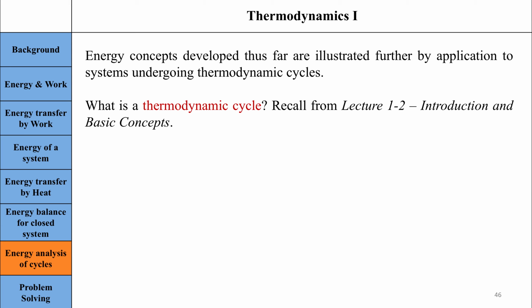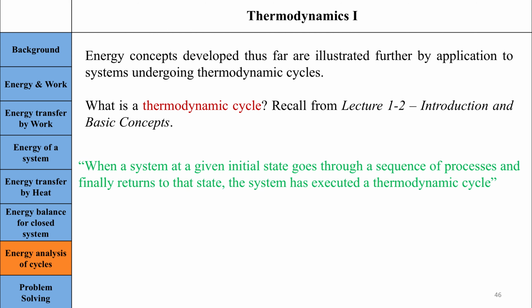But before we do that, we need to remember what a thermodynamic cycle was defined as. The definition was that any system that goes through processes and finally returns to its initial state has executed a thermodynamic cycle. So a thermodynamic cycle only happens if the system is returned to its initial state.